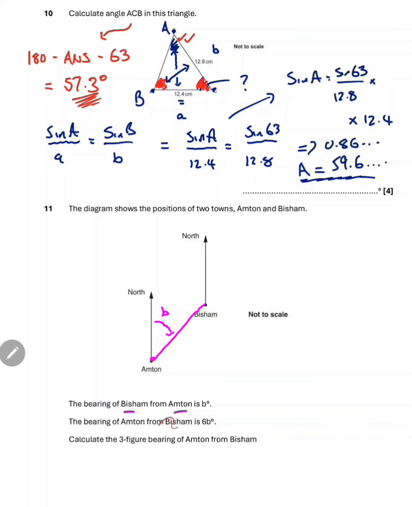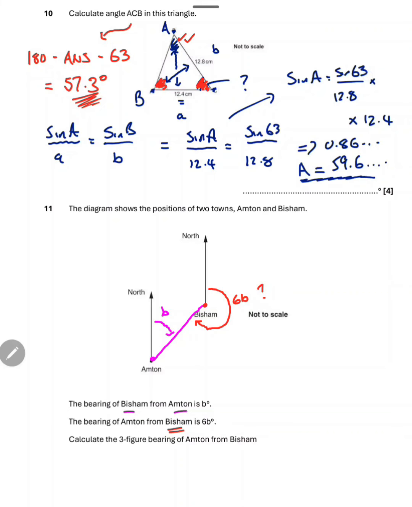It then says the bearing of Ampton from Bisham, so over here now, is 6b. And remember, bearings must go clockwise. There are only ever two bearings on this type of diagram, here and here. You have to go from north clockwise. What we want is the three-figure bearing of Ampton from Bisham. So we actually want this one. That's what we're looking for.